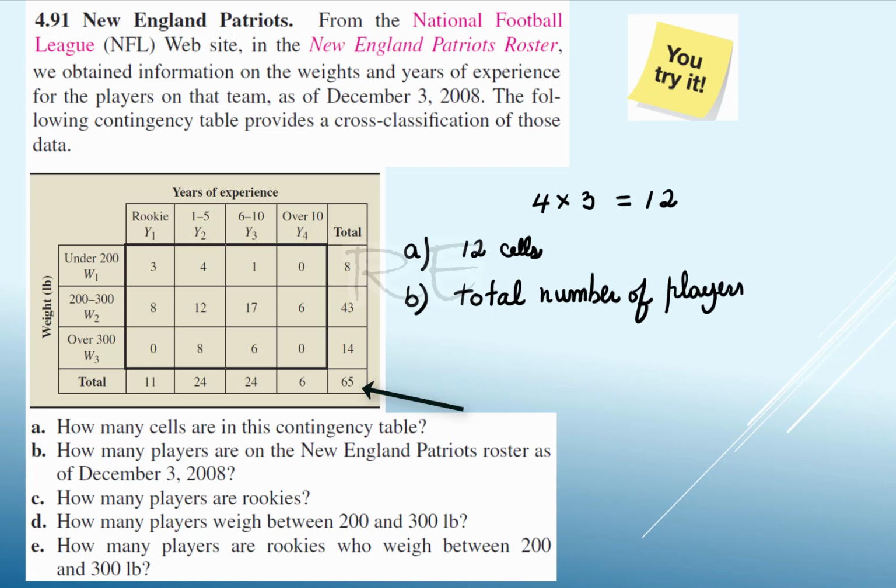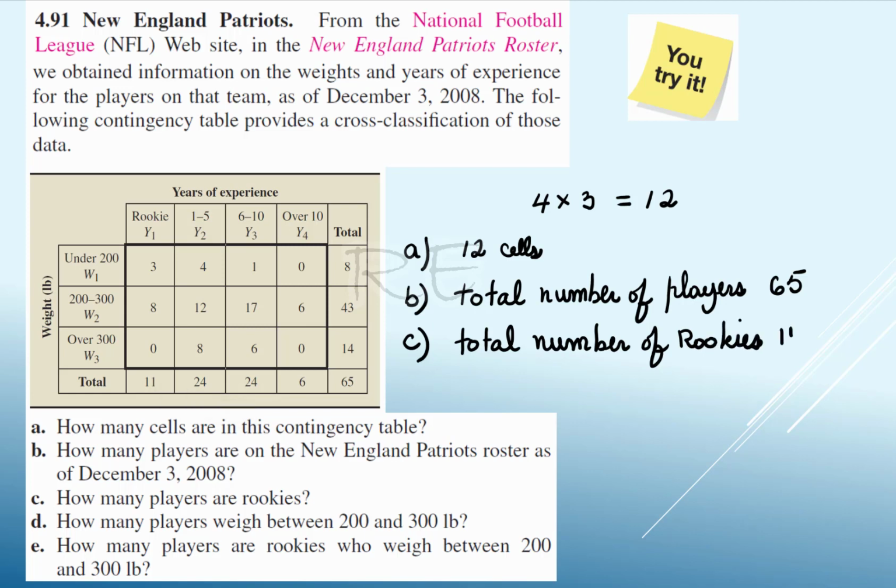How many players are rookies? Okay, that's the first column that represents the rookies. So the total is 11. For C, that total is 11. How many players, the total number of rookies? 11.